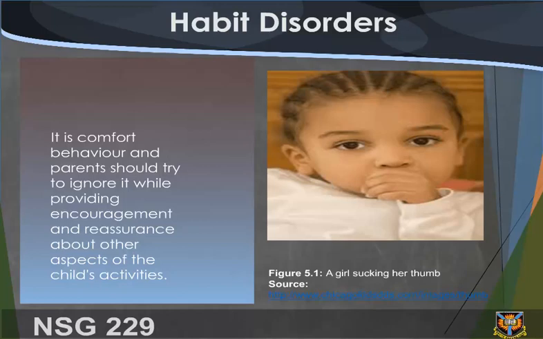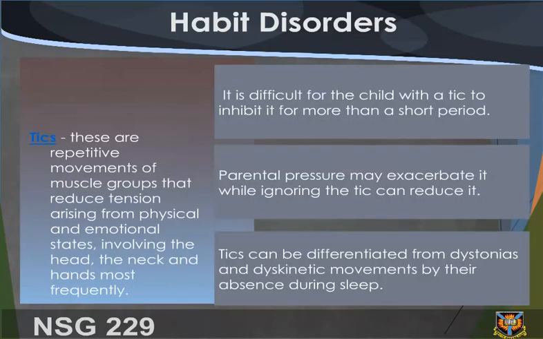Tics. These are repetitive movements of muscle groups that reduce tension arising from physical and emotional states, involving the head, the neck, and hands most frequently. It is difficult for the child with a tic to inhibit it for more than a short period. Parental pressure may exacerbate it, while ignoring the tic can reduce it. Tics can be differentiated from dystonias and dyskinetic movements by their absence during sleep.